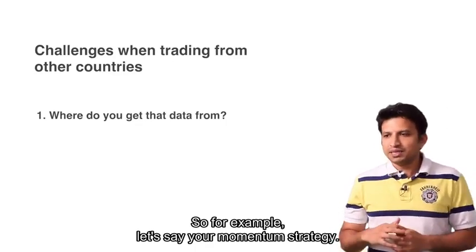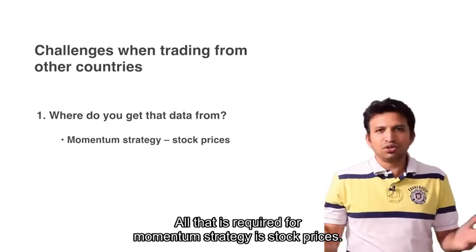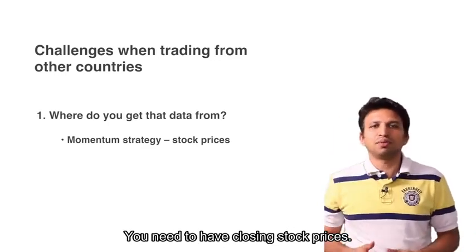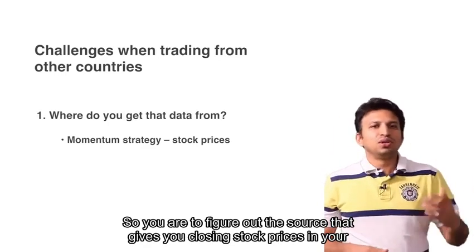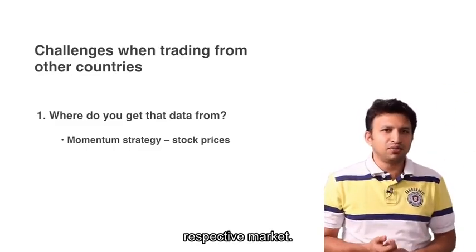So for example, let's say your momentum strategy. All that is required for momentum strategy is stock prices. You need to have closing stock prices. So you have to figure out the source that gives you closing stock prices in your respective market.